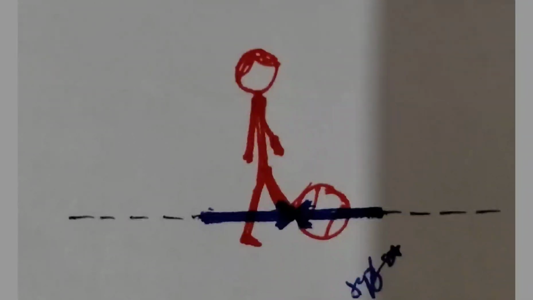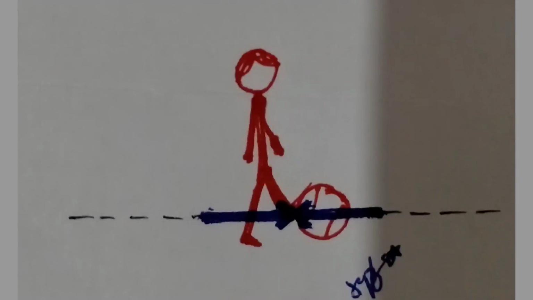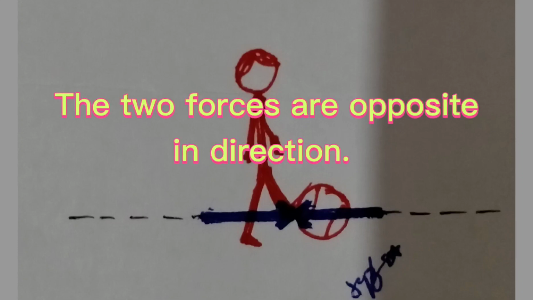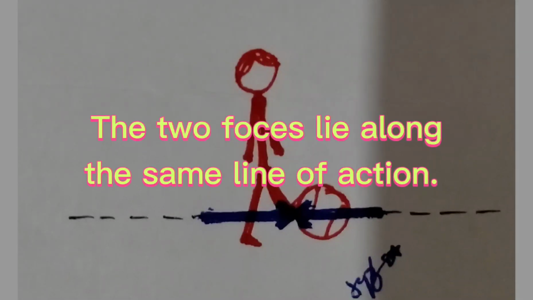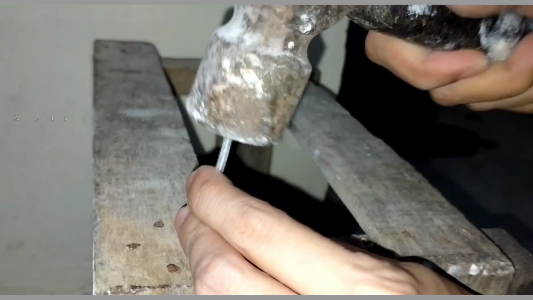So, what can you say about the two forces, the action and reaction forces? Dahil magkasing haba yung dalawang arrow, it means magkasing lakas yung action and reaction forces. At dahil magkasalubong yung dalawang arrow, it means magkasalubong din yung dalawang forces, or in opposite direction. At base rin sa picture, the two forces lie along the same line of action. Do you want more examples?